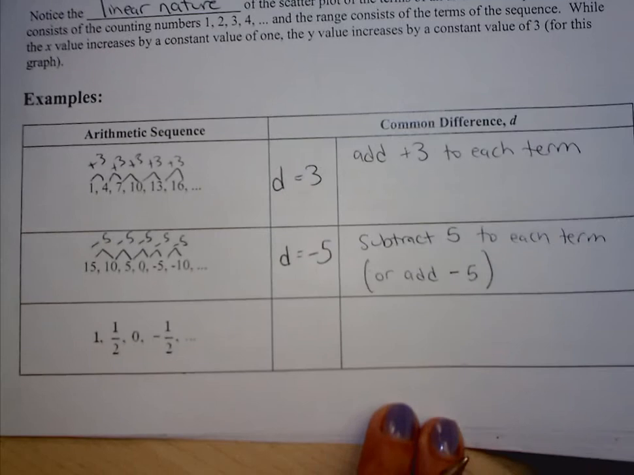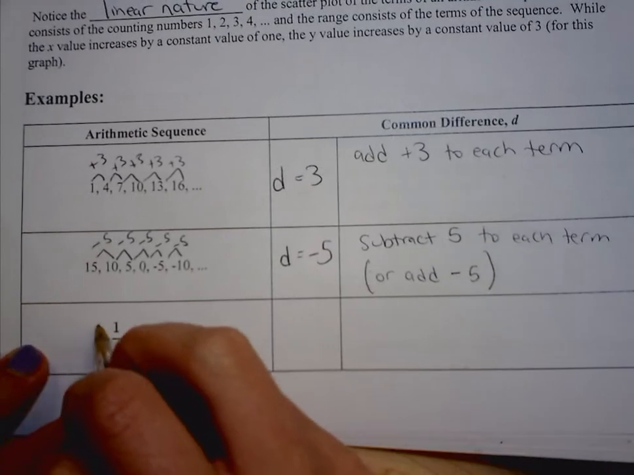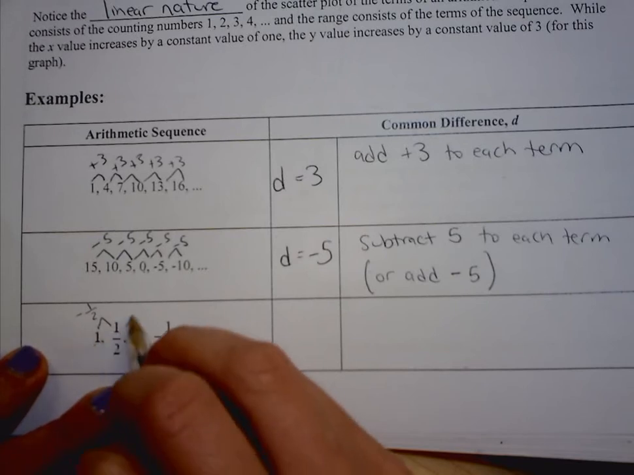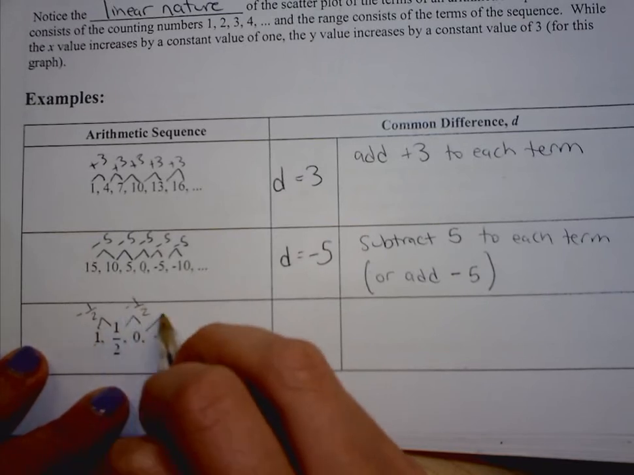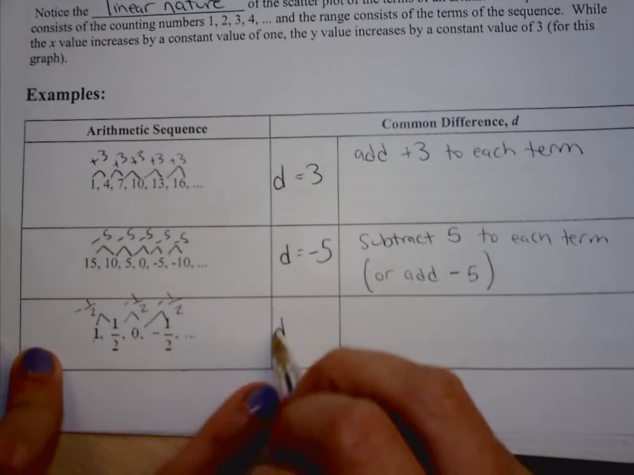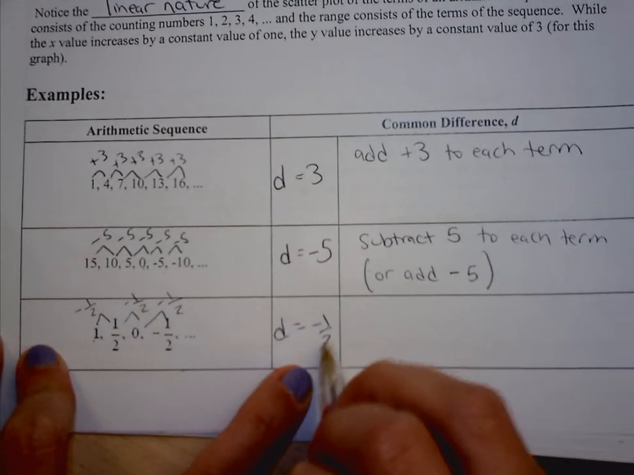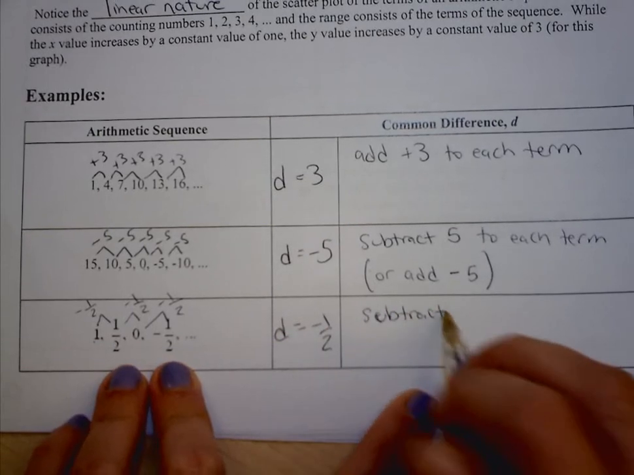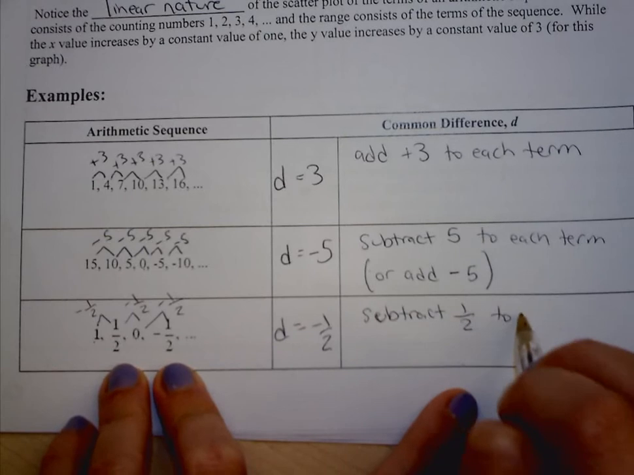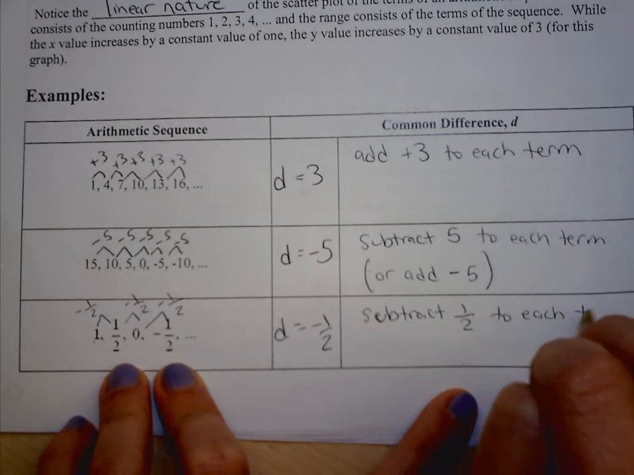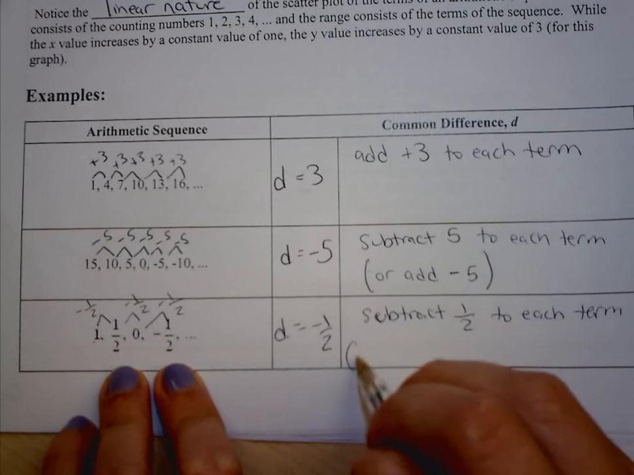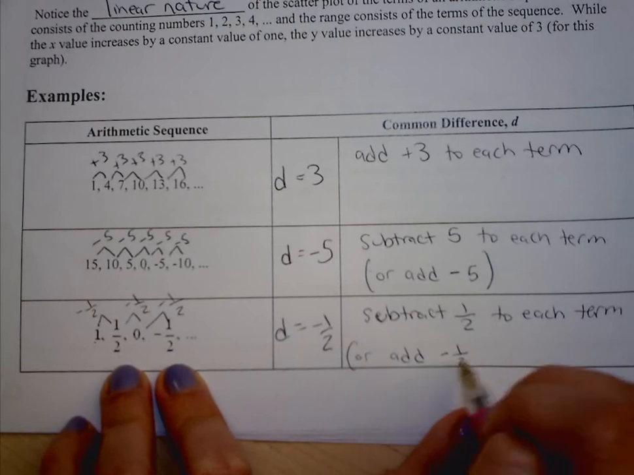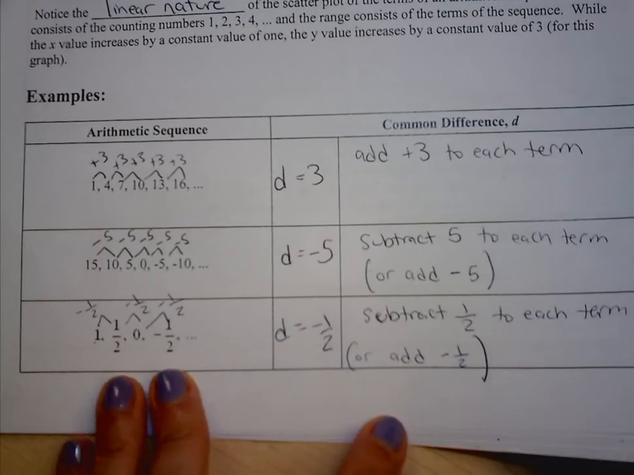Okay, and our third example, here I'm subtracting by 1/2. 1 to 1/2, and then 1/2 to 0, I subtract 1/2. 0 to negative 1/2, I subtract 1/2. So my common difference is negative 1/2. And I can either say I'm subtracting 1/2 to each term, or I can say I'm adding a negative 1/2. So plus a negative 1/2 is the same thing as saying minus 1/2. Okay, let's turn the page over.